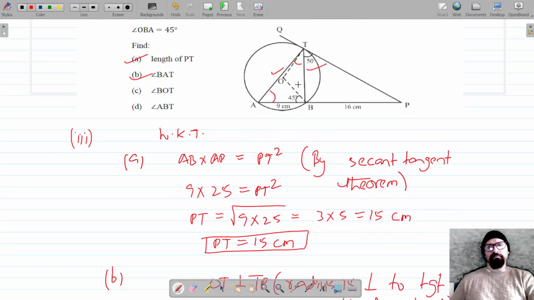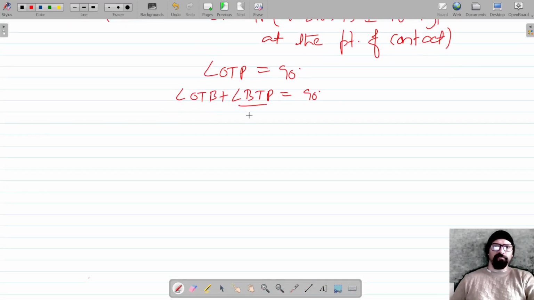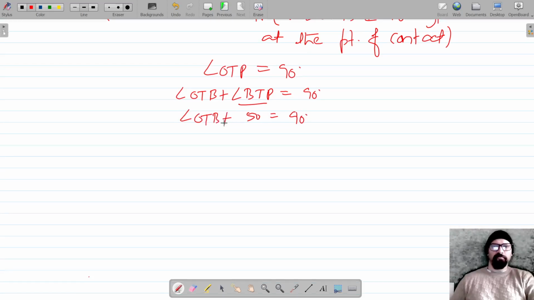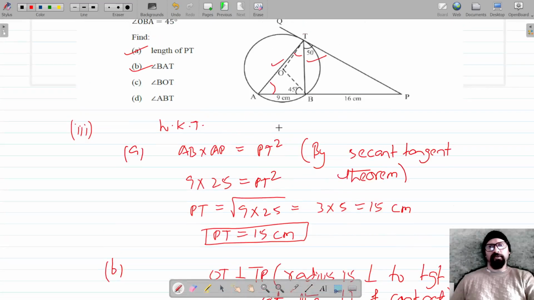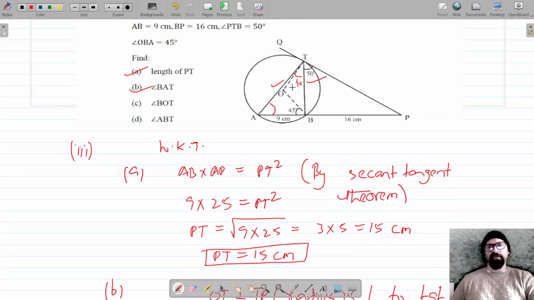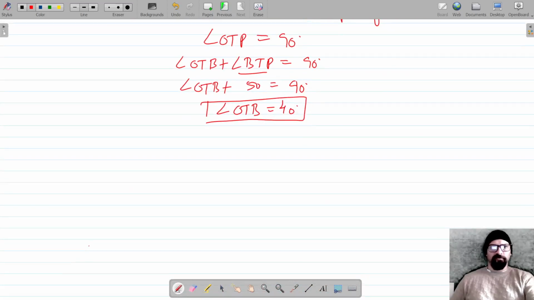Now angle OTB, you can find out. Angle BTP is 50, so 50 plus angle OTB is equal to 90. So angle OTB is equal to 90 minus 50, which is 40 degrees. So OTB is 40 degrees. So this angle is 40 degrees.